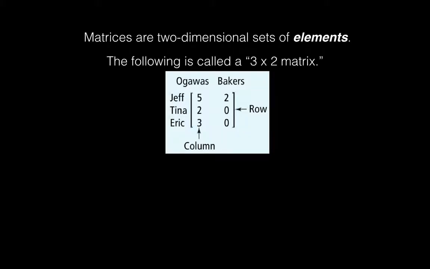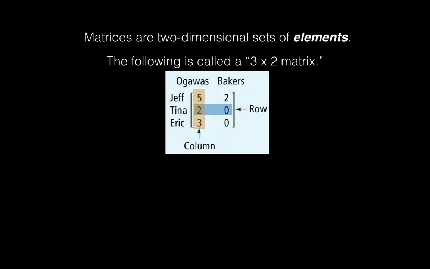Matrices are just two-dimensional sets of elements. The following is a 3 by 2 matrix. To name a matrix, we use the number of rows followed by the number of columns. Rows represent the elements that go in a sideways direction, and if you count, there are 3 sections going sideways, which is why the 3 is there, because there are 3 rows. Columns represent the numbers going in a vertical direction, and if you count the vertical sets of numbers, there's 2. So again, that's why it's called a 3 by 2 matrix.